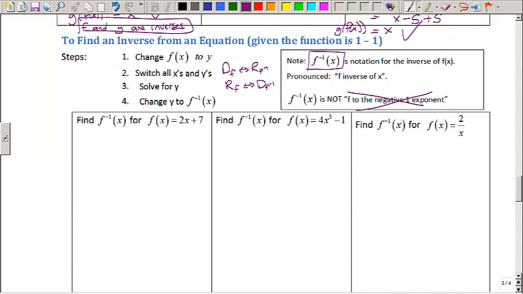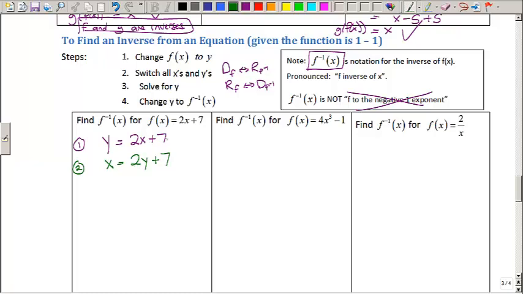So let's take a look at this first problem. My first step says take my function f of x and change the f of x to y. My second step says to switch all x's and y's. So when I see a y, I'm going to plug in an x. When I see an x, I'm going to plug in a y. All x's and y's are interchanged.